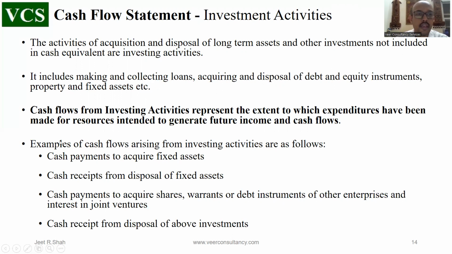Okay. Examples में क्या होगा? Cash payment to acquire fixed assets, cash receipts from the disposal of fixed assets, cash payment to acquire shares, warrants, or debt instruments of other companies, and the interest in joint ventures, cash receipts from the disposal of the above assets. So these are part of your cash flow statements classified as investment activities.